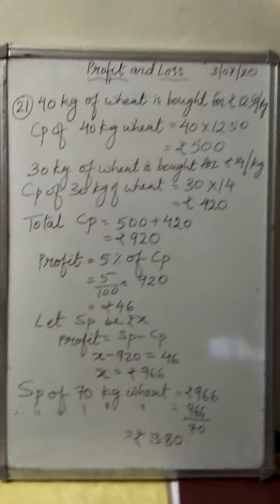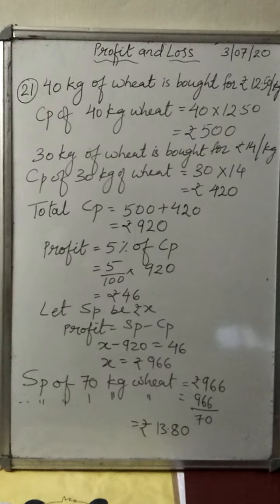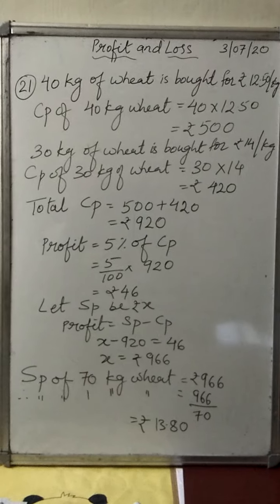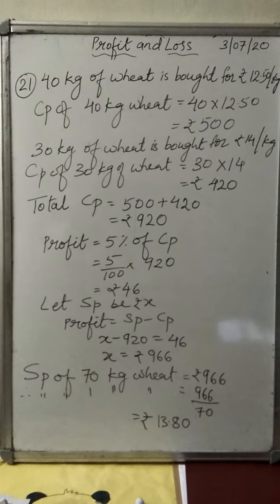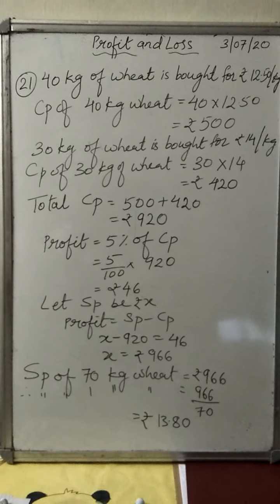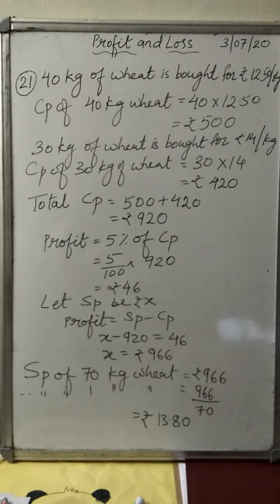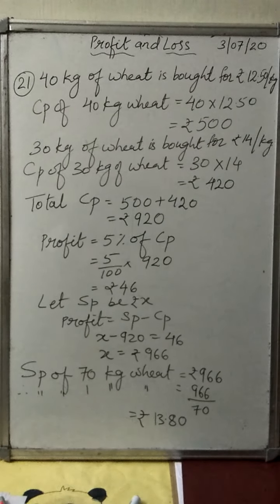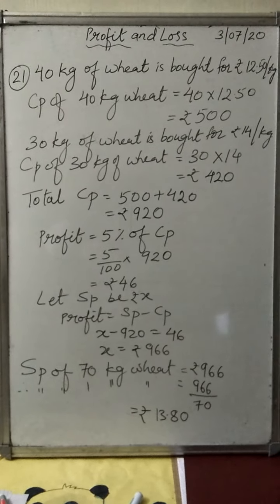Question number 21. Sonu buys 40 kg of wheat at rupees 12.50 per kg and 30 kg of wheat at rupees 14 per kg. At what rate per kg should he sell the mixture to gain 5% on the whole?